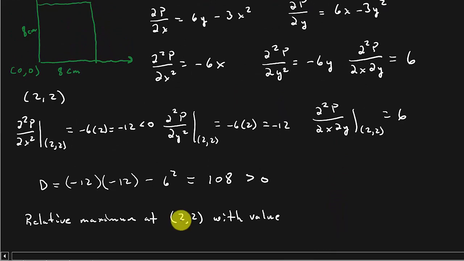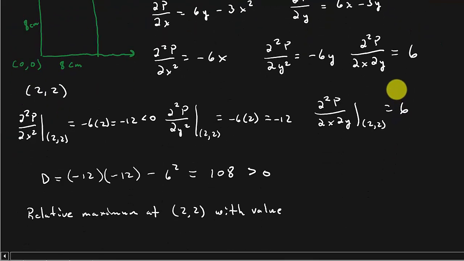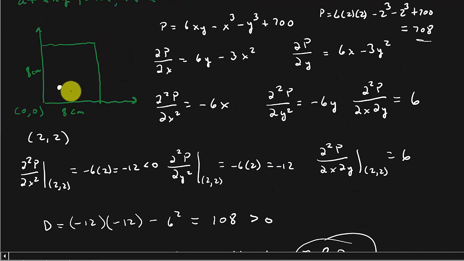And so we're going to have to take the 2, 2 and plug it into here. So P equals 6 times 2 times 2 minus 2 cubed minus 2 cubed plus 700. And I believe that equals 708, maybe. I don't know. Let me check. Yes, it's 708. I just had to double check myself. So with value 708 pascals. Okay, so at the point 2, 2, the relative maximum would be the 708. So you would have a point here. This would be the point 2, 2, and you would have P equal to 708 pascals.